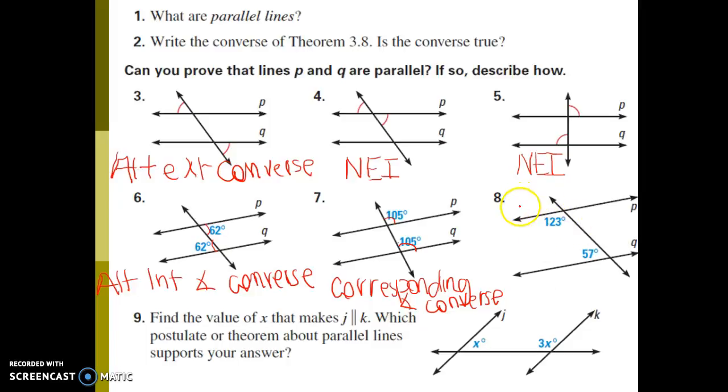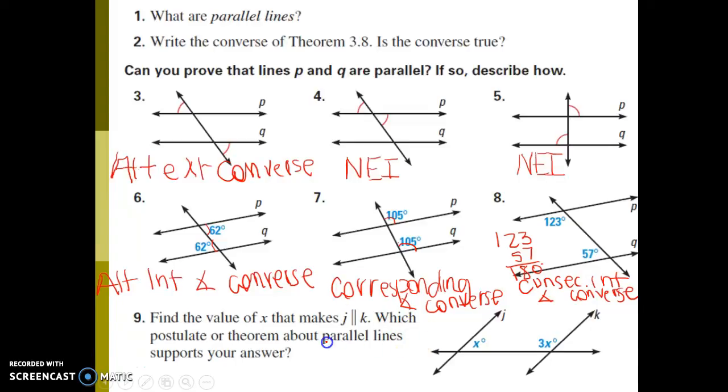Number 8, we have a pair of consecutive interior angles. So we have to first determine, are they supplementary? First we're going to add 123 and 57, and we see that they are supplementary. So this would be the consecutive interior angle converse, which tells me that because they are supplementary, those two lines must be parallel.